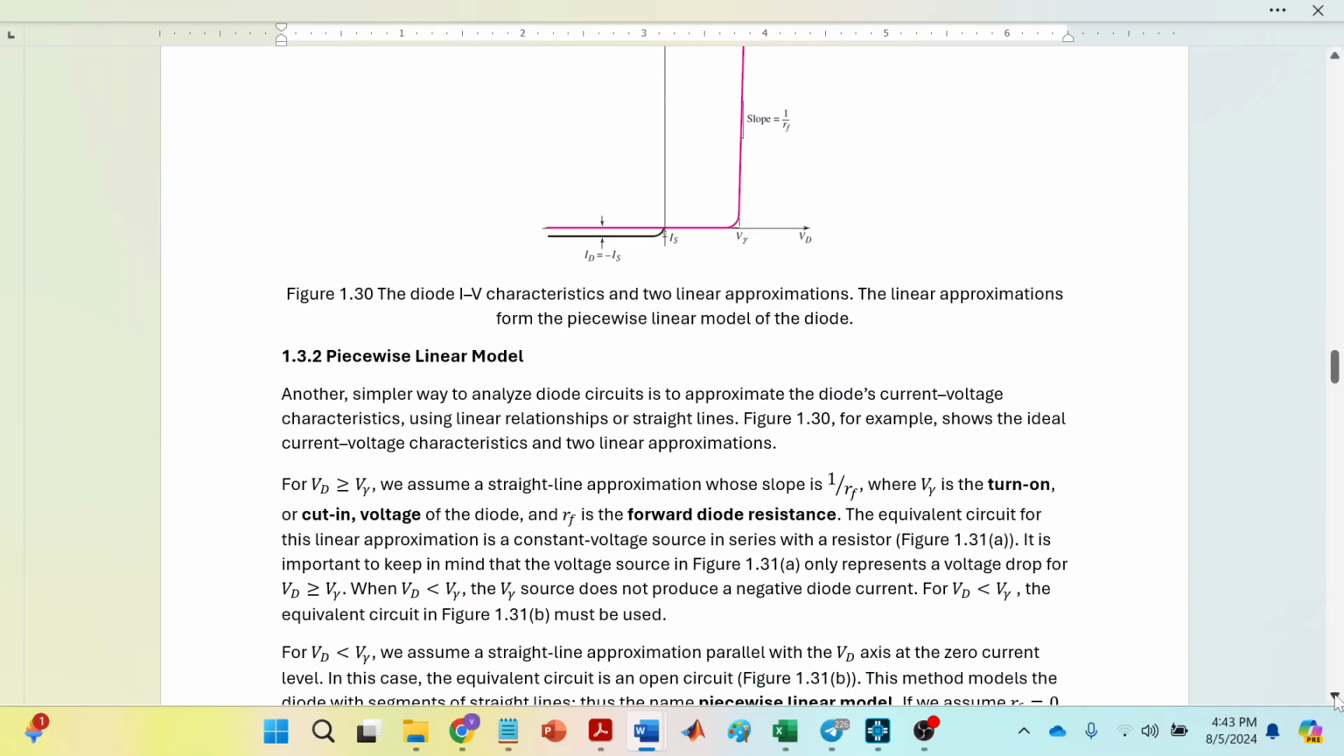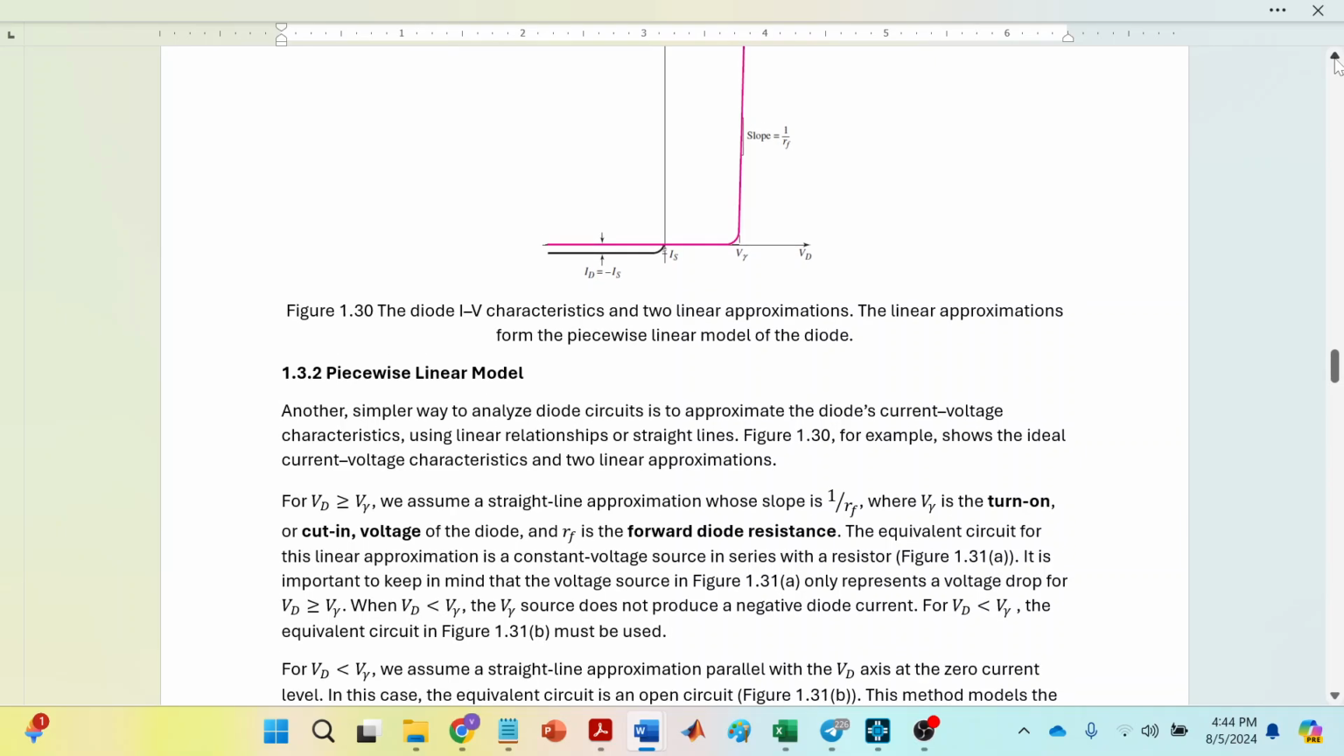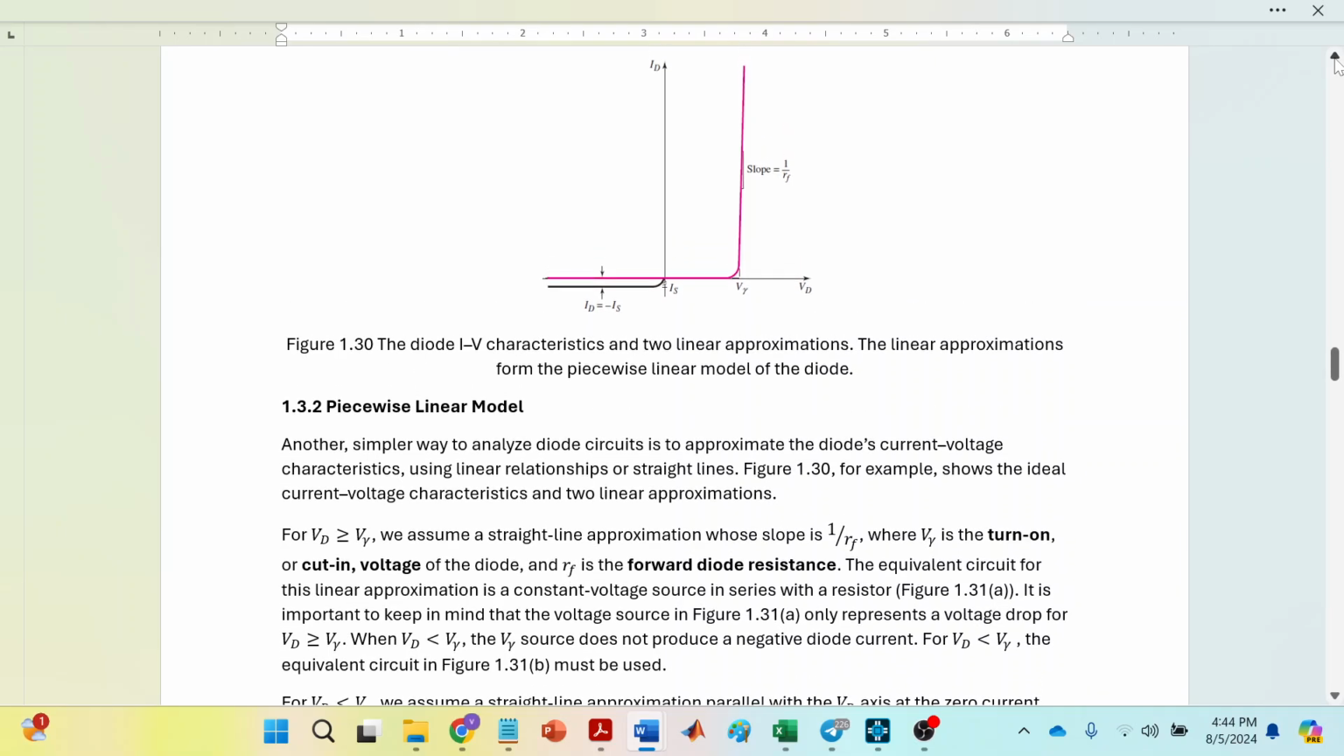The third method you're going to use to analyze a diode circuit is the piecewise linear model. The piecewise linear model is a simpler way to analyze the diode circuit and to get the approximate diode current and diode voltage. For the piecewise linear model, we define two scenarios. The first case is when VD is greater than V gamma.